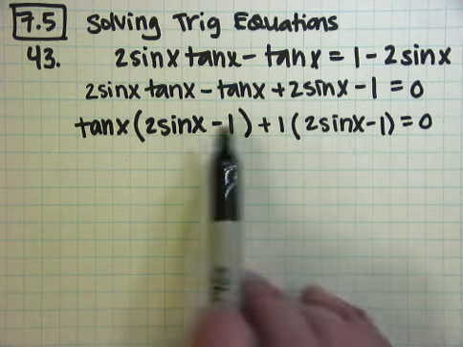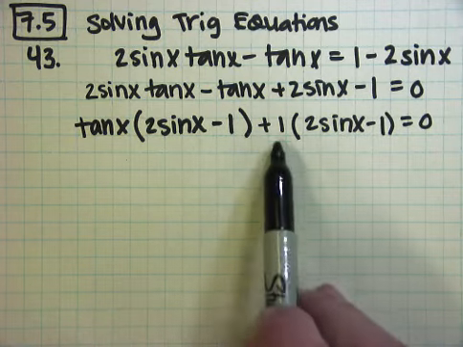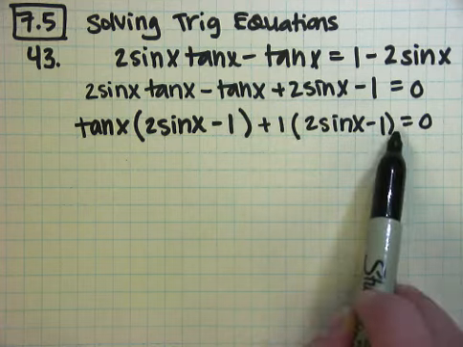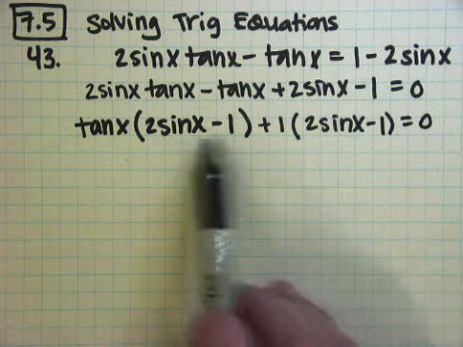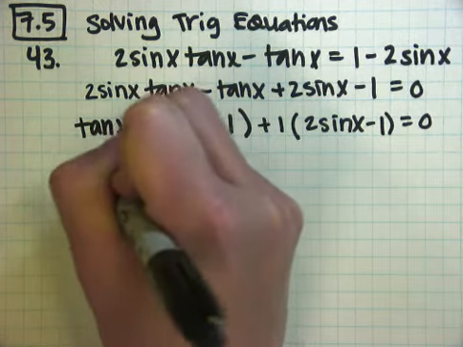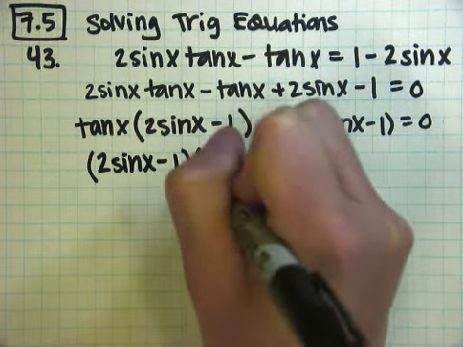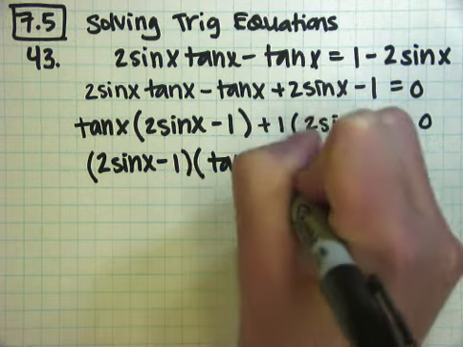And then when you have the same thing in the parentheses, now I only have 1, 2 terms. And what they have in common is a 2 sine x minus 1 and a 2 sine x minus 1. So I can factor that out, 2 sine x minus 1. And what I have left is tan x plus 1.